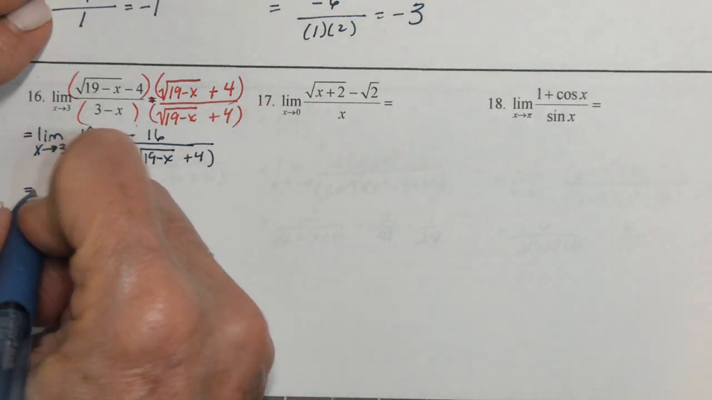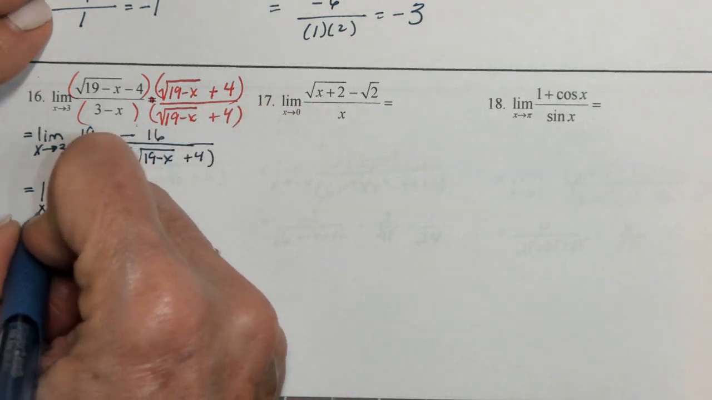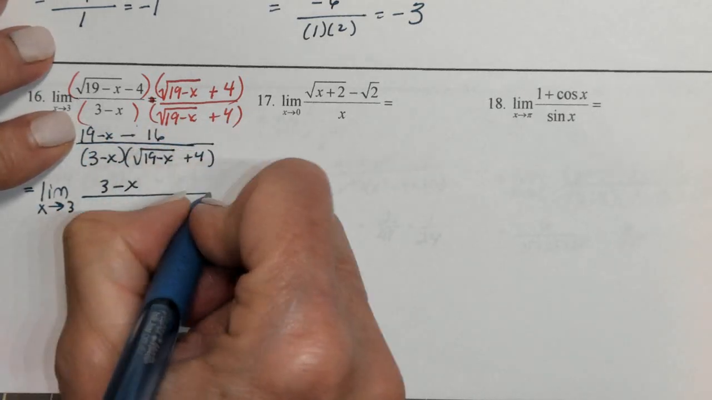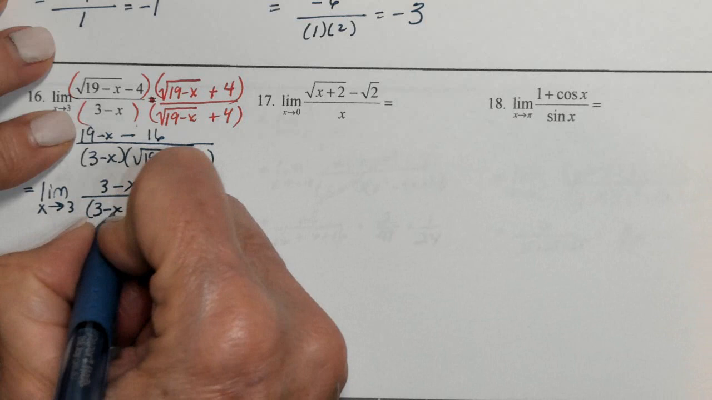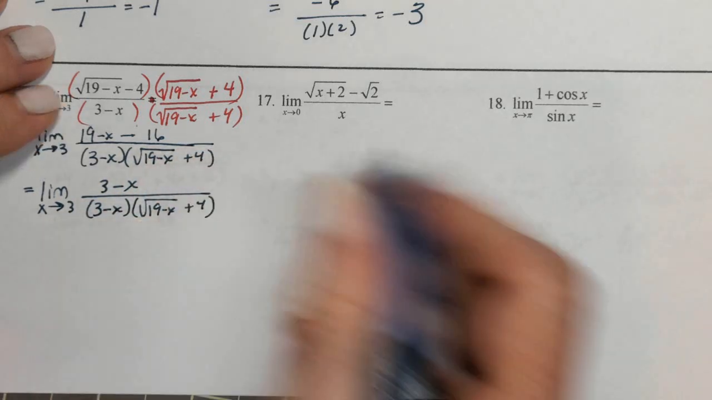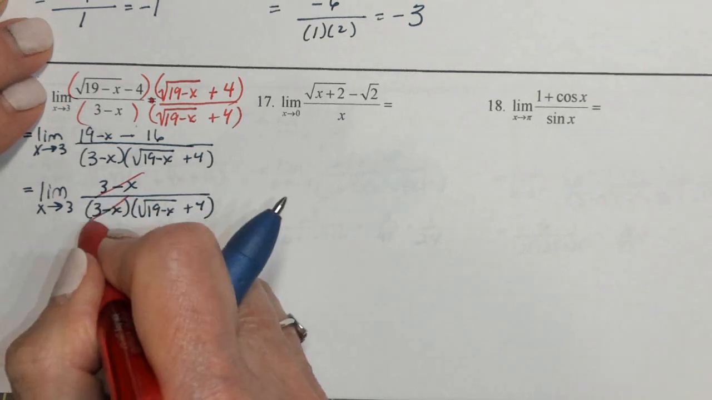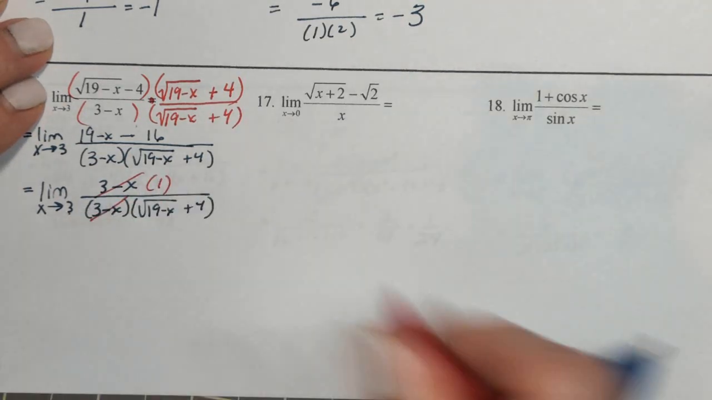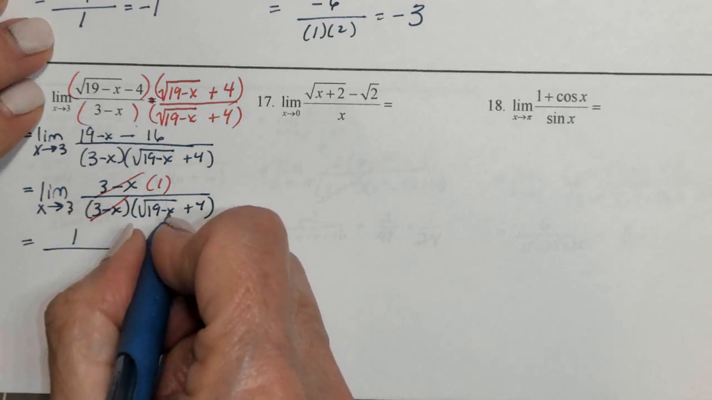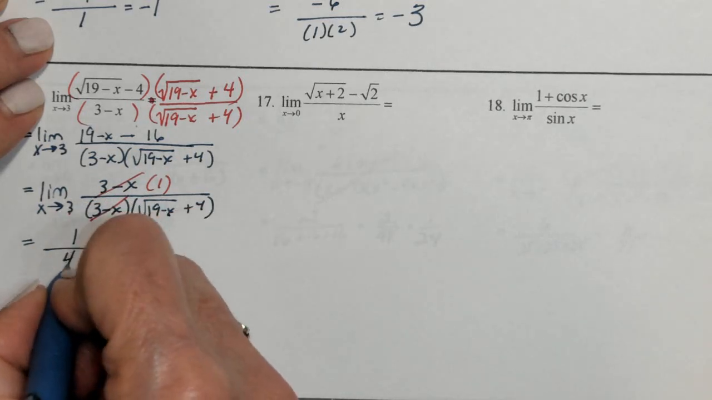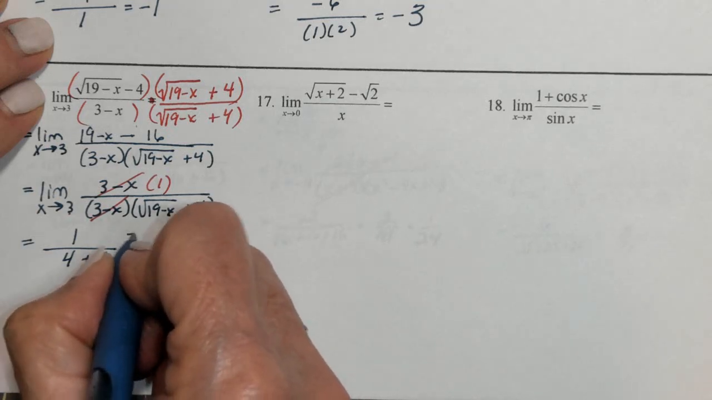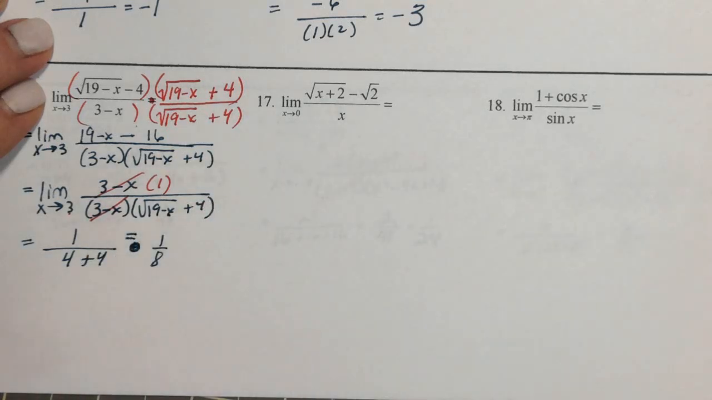Okay, up on top I've got 3 minus x. They reduce out completely. They reduce to 1 because x cannot be 3. We can do that. Plug in 3 to the remaining x, and we have the square root of 16 plus 4, and that is 1/8.